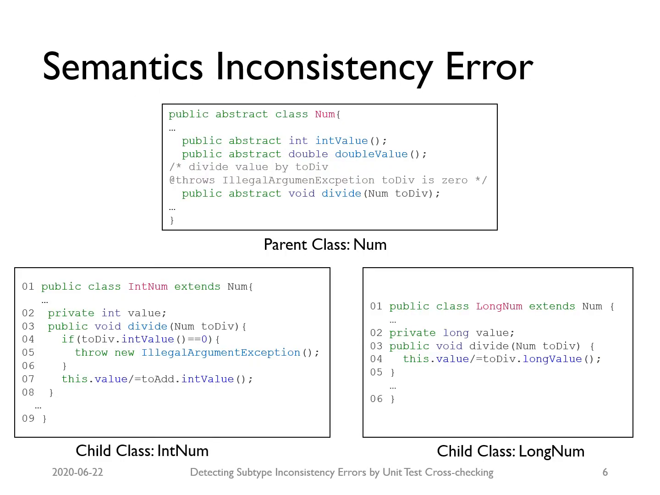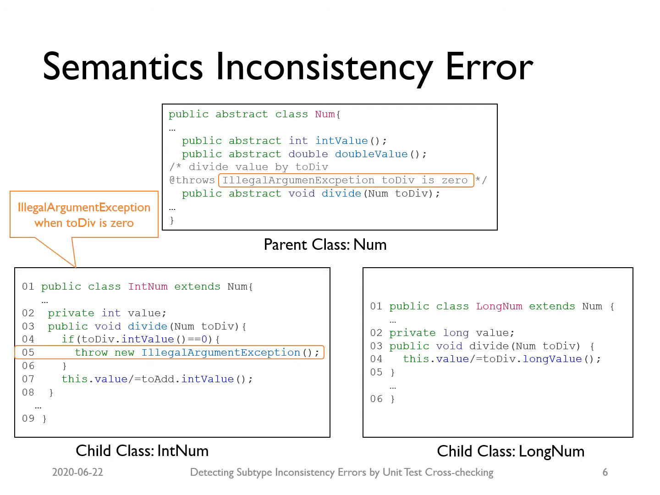This shows an example of semantics inconsistency error. The method divide defined in parent class Num divides the inner field with the value received through the argument, and when the argument value is 0, it throws IllegalArgumentException. For child class IntNum, the method divide throws IllegalArgumentException when the argument is 0, like it is defined in the parent class. But in the class LongNum, the method divide does nothing even when the argument is 0. So when the field is divided, the ArithmeticException is thrown by the Java library.